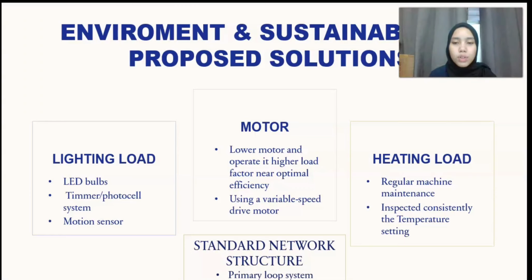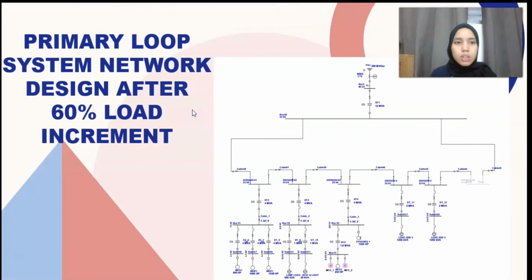Last but not least, for the standard network structure, the most recommended for a very widespread network with major future expansion is the open or closed loop, also called a primary loop system. So this is our primary system network design after the 60% load increment.